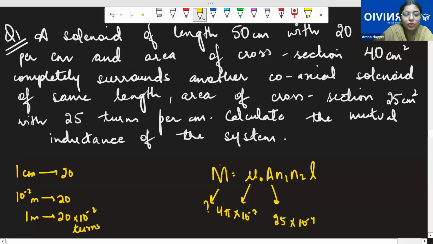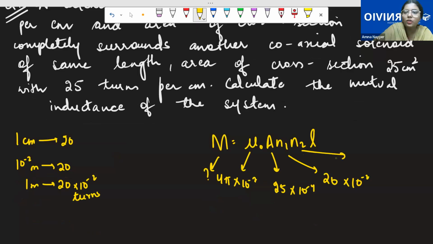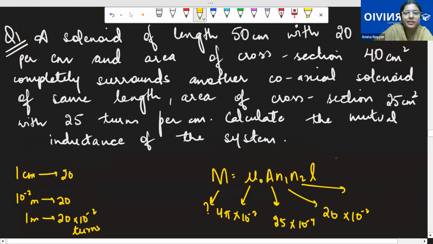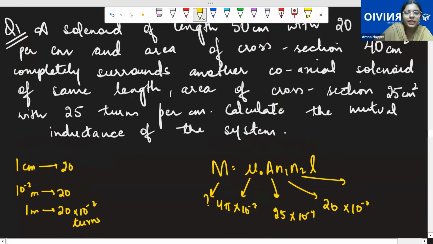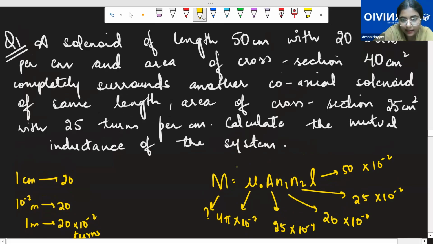Okay, so if we write this, N1 will be 20 into 10 to the power minus 2, while N2 will be, the second length is, number of turns is, one was 20 of the same length, 25. So this will be 25 into 10 to the power minus 2. Length is 50 centimeters, so 50 into 10 to the power minus 2. You put all the data here, whatever you've got, if you put all the data, you will get the value of mutual induction, but in Henry.